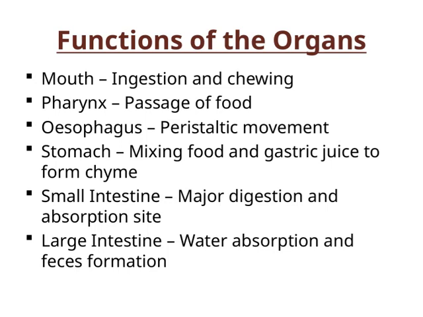First, the mouth. This is where ingestion happens, and it's also where chewing breaks down food into smaller, more manageable pieces. This process is crucial because it starts the digestion process right from the beginning. Next, we have the pharynx, which acts as a passageway for food as we swallow. It ensures that food moves smoothly from the mouth to the esophagus without entering the respiratory pathways.